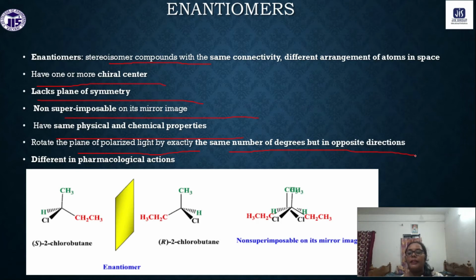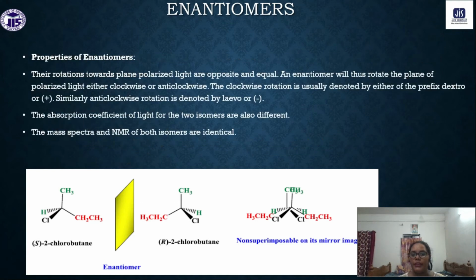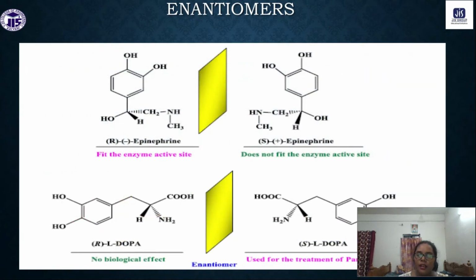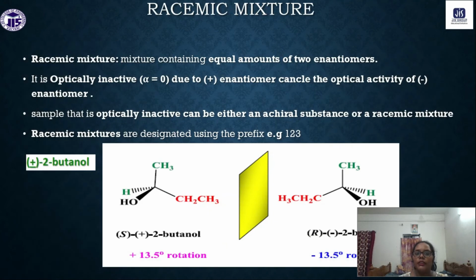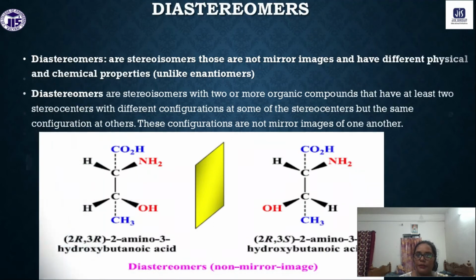If we have two enantiomers, one enantiomer will rotate the plane polarized light clockwise, and the other will rotate it anti-clockwise. So these are some of the properties of enantiomers. These are some examples that we have already seen in our previous class. So this is the racemic mixture. Today also we will discuss the racemic mixture, don't worry.